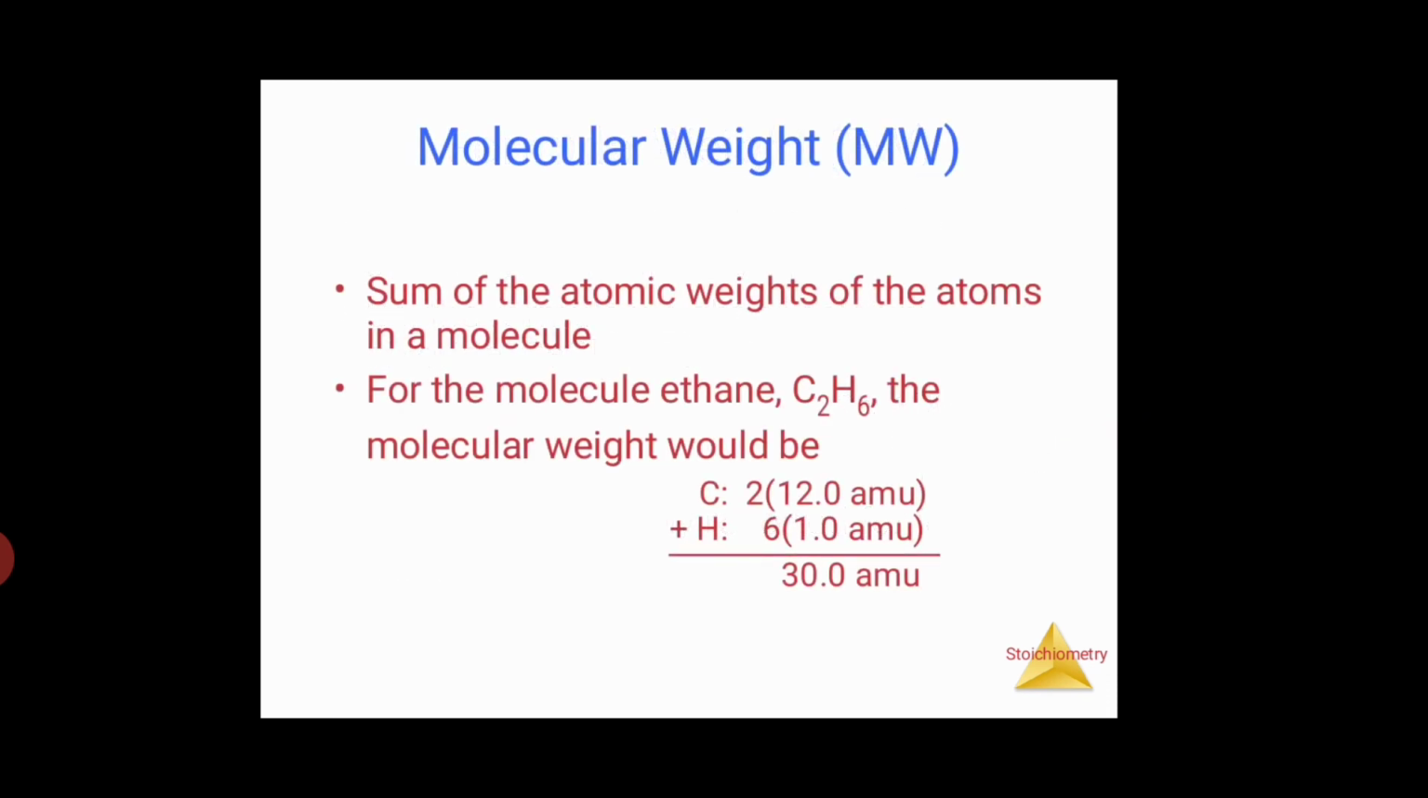For molecular weight, this is the sum of the atomic weights of the atoms in a molecule. So for the molecule ethane, C2H6, the molecular weight would be carbon, with a subscript of 2, so 2 times the atomic weight of 12.0 atomic mass units, plus hydrogen. In C2H6 you have 6 hydrogen times 1, the atomic mass unit of hydrogen. You total this, and you will have 30 atomic mass units.